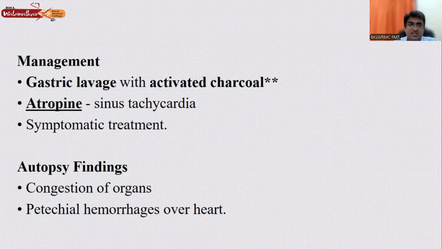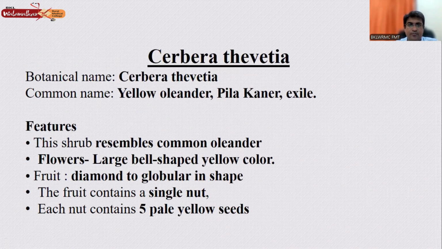How will we manage this case? This case can be managed with gastric lavage, activated charcoal, and then giving atropine if there is tachycardia, and symptomatic treatment. So what are the autopsy findings? In this case, congestion of organs and petechial hemorrhages over the heart. These are the autopsy findings, but there are no specific findings in this poisoning.